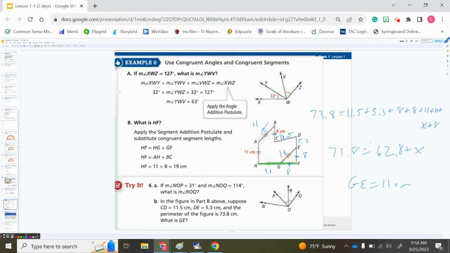Let's take a look at 6A. If the measure of NOP is equal to 31 and the measure of NOQ is equal to 114, what is the measure of ROQ? I walked around the room, and most everyone got this one. Who can tell me what the answer is for letter A? 41.5. Nice job. Does anybody need to see this one? Yeah? Oh, okay. All it takes is one person, just FYI. All right. So yeah, that one was 41.5.